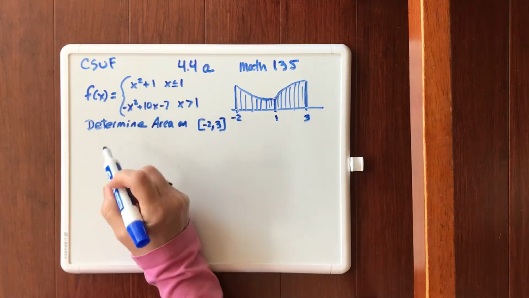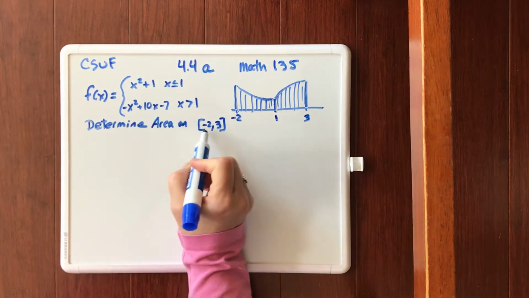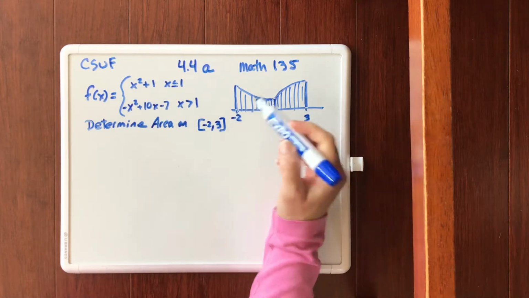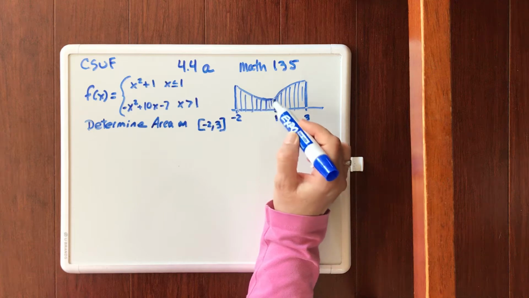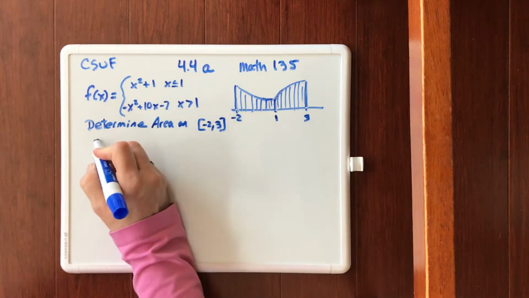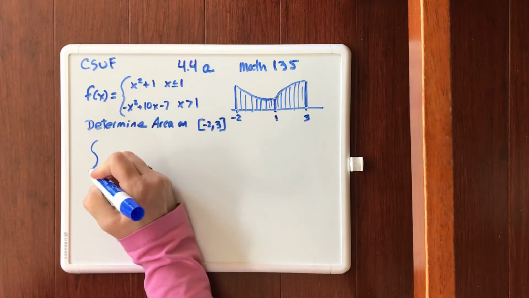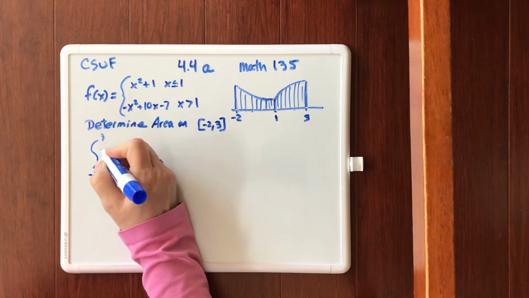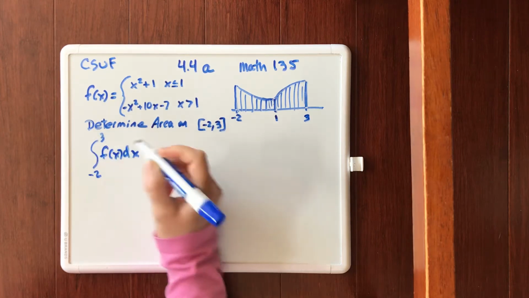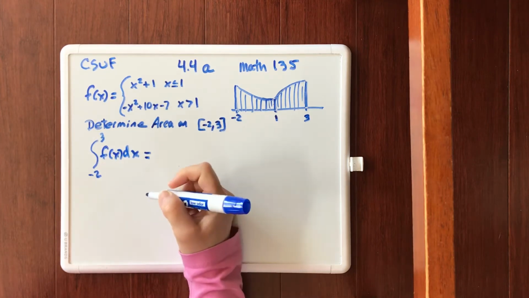Okay? So if we had the question, determine the area on the interval from negative 2 to 3, we're looking at the area under the lines. Basically what we would do is integrate. We're integrating from negative 2 to 3 of f of x dx. But we have to break this down into pieces.